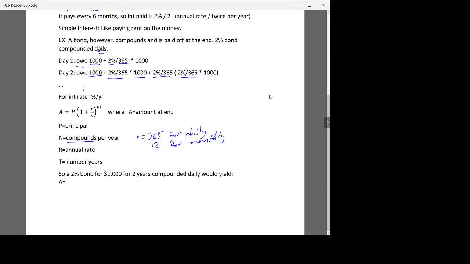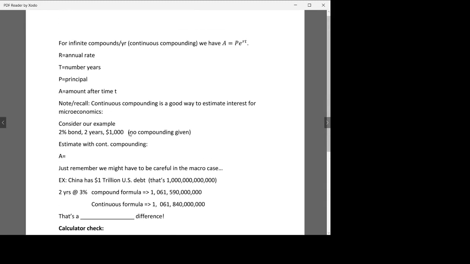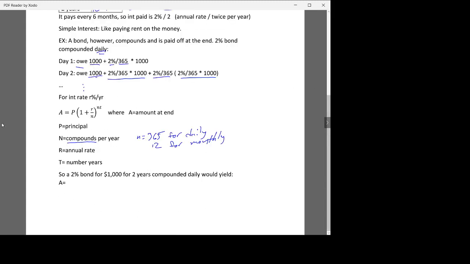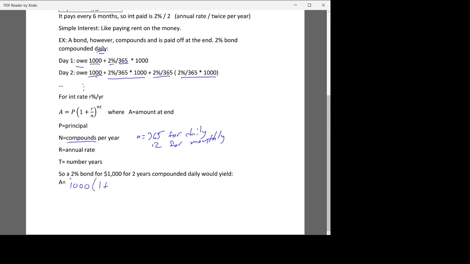So a 2% bond, let's run one, for $1,000 for 2 years compounded daily would yield, well, A is, let's see if I got room to identify the things. No, we're just going to fill it in. So the P, the principal, is 1,000. 1 plus, and the rate is 2%, so 0.02. And it's compounded daily, so N is 365, to the N times T, 365 times 2 years. That's this formula right here.